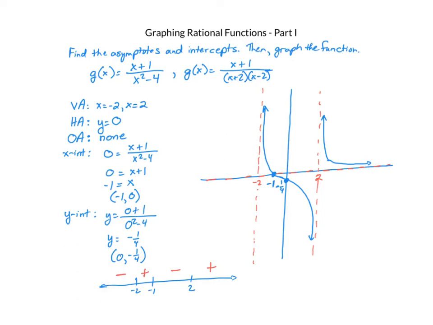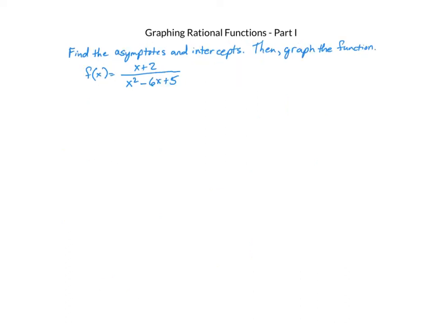And still we have to have our graph approach the asymptotes, so it would look something like this. And we have our graph complete. This will be our last example. Let's find the asymptotes and intercepts to begin.